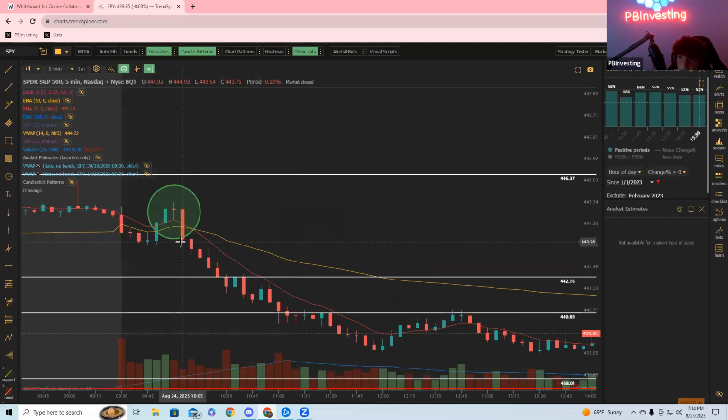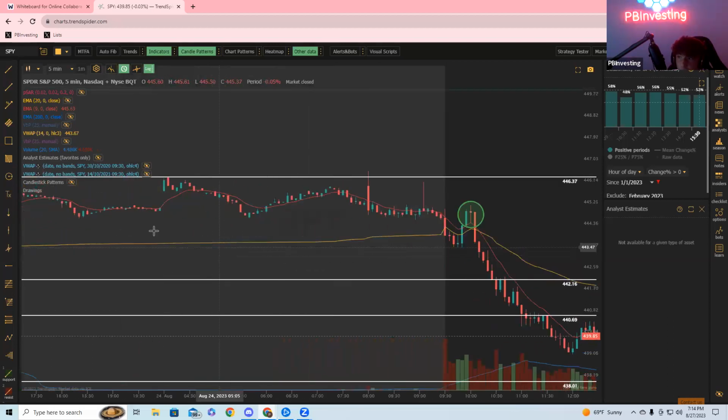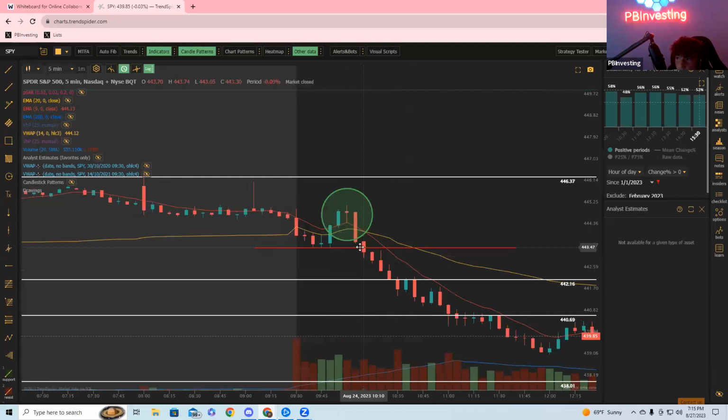Then what happens? We get a 5-minute close under VWAP. We break below low of day. This is where you can take your first trade. Let me show you guys where. We break below low of day, correct? There we go. We break under low of day. We're trending downwards, riding the 9 EMA.